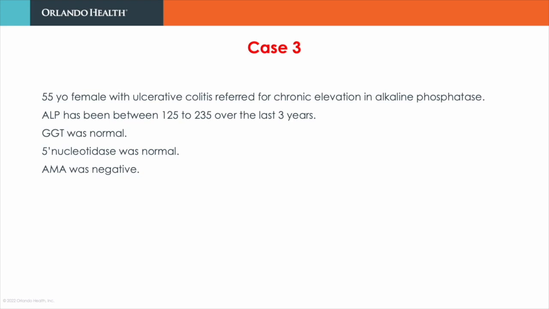Okay, so case 3, a 55-year-old female with ulcerative colitis referred for chronic elevation in alkaline phosphatase. The alkaline phosphatase has been between 125 and 235 over the last 3 years. The GGT was, however, normal, and we also got a 5' nucleotidase, which was also normal. An antimitochondrial antibody was also obtained at the same time and came back negative.